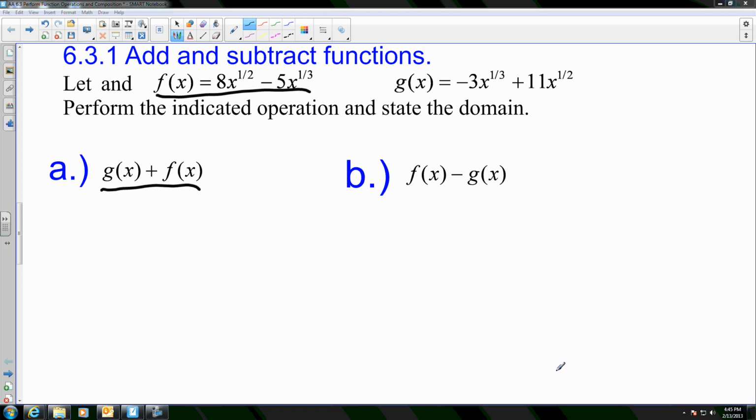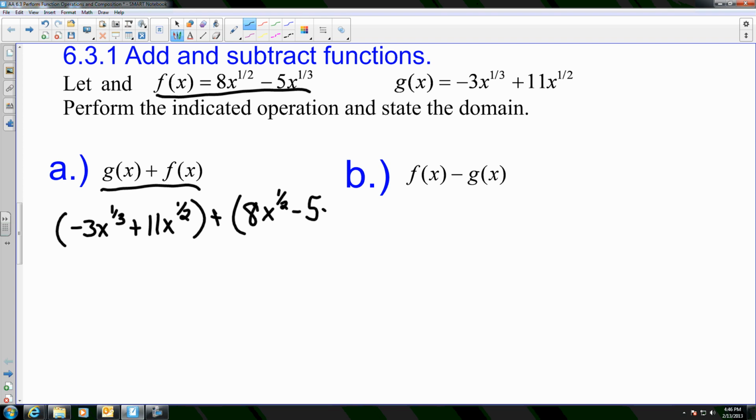So g of x here is, I'm just going to put in parentheses, negative 3x to the 1/3 plus 11x to the 1/2, plus f of x, which is 8x to the 1/2 minus 5x to the 1/3. Get them out of the parentheses. I'm just going to say negative 3x to the 1/3 plus 11x to the 1/2. It stays the same. And because it is addition, my second parentheses will stay the same too with their signs. So it's still positive 8x to the 1/2 minus 5x to the 1/3.